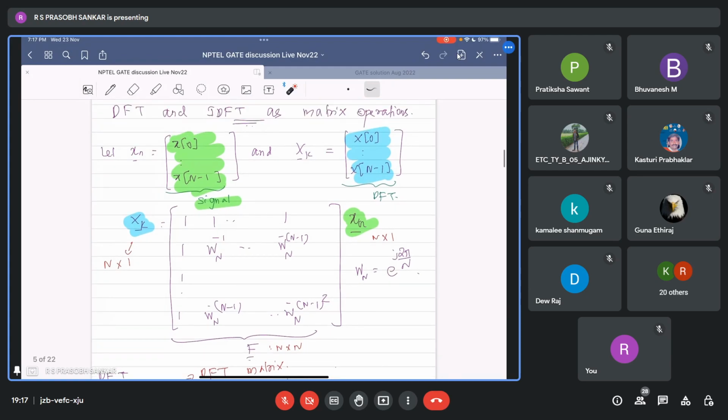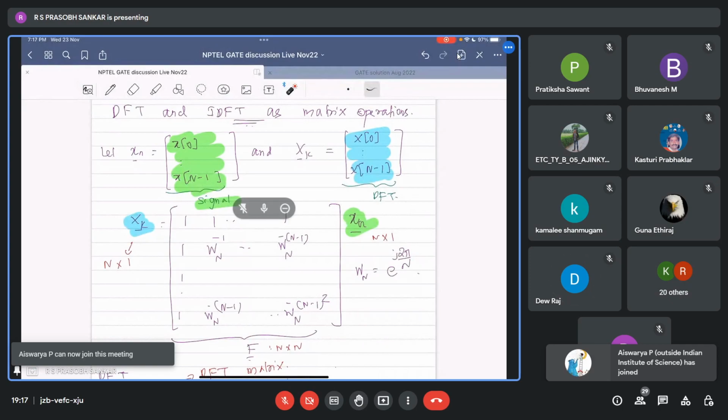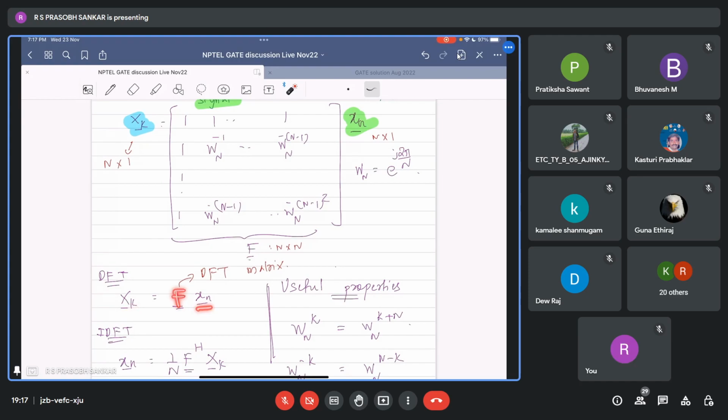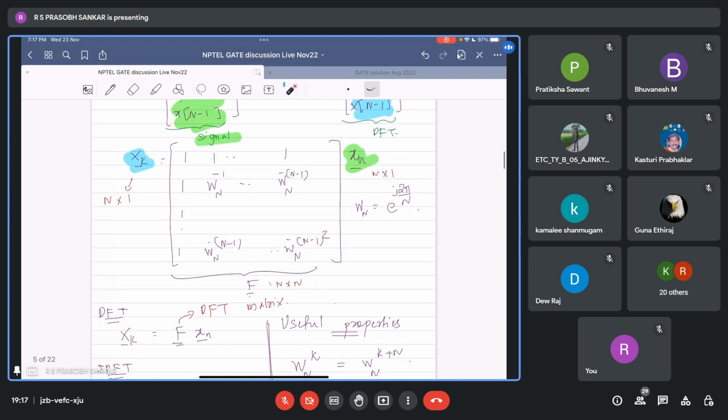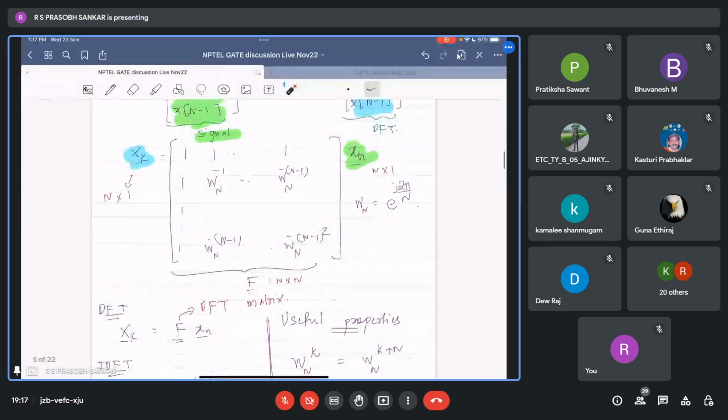So any doubts or any clarification here? It's easy to verify that this is true. It's a standard fact. Any doubts? Shall we continue? Yes. Okay. So what do we have here? x of n is my time domain signal. The DFT is obtained by F times x of n, where this F is the DFT matrix. And this F is a square matrix, and it is also symmetric, I mean Hermitian basically. So yeah. Now, what next?